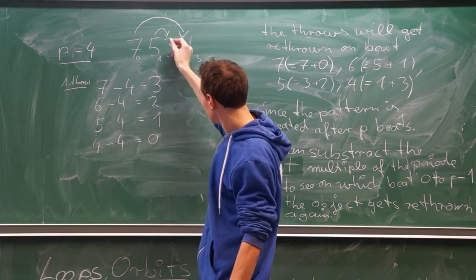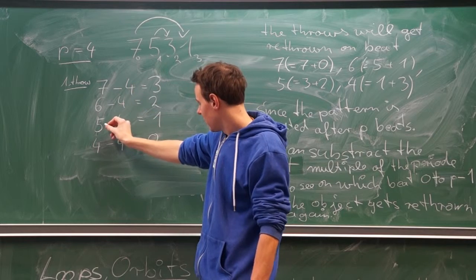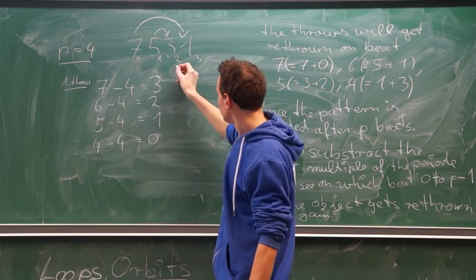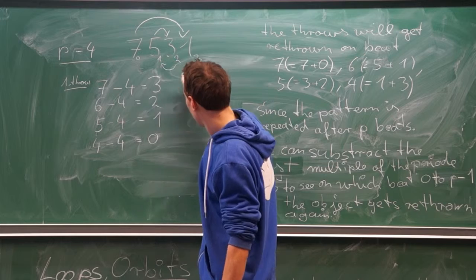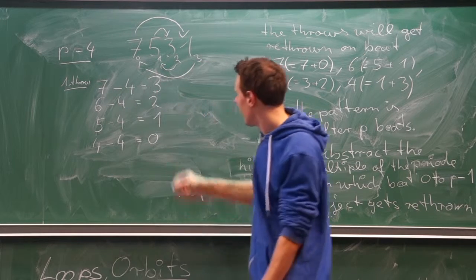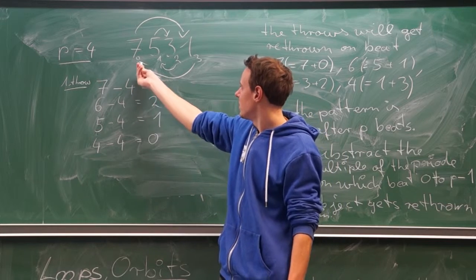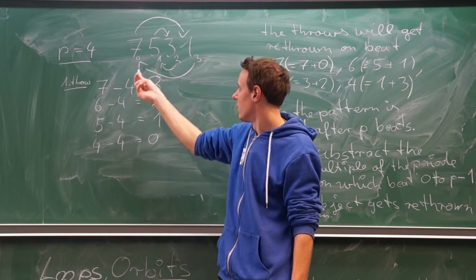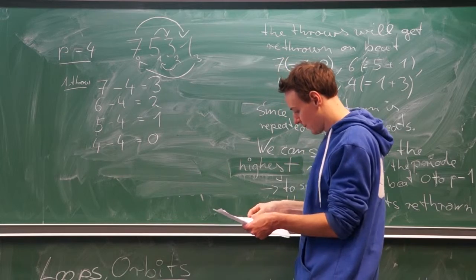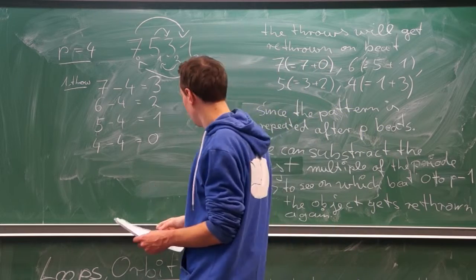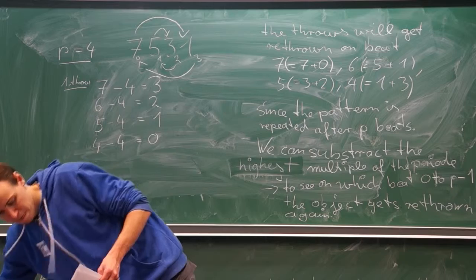And with this row, it's the same. We have 5 minus 4, which is 1, so it goes to be 1. And this one goes to be 0. And the only thing that you have to take into consideration is that you always start with a 0 here. Okay. So let's have another example.